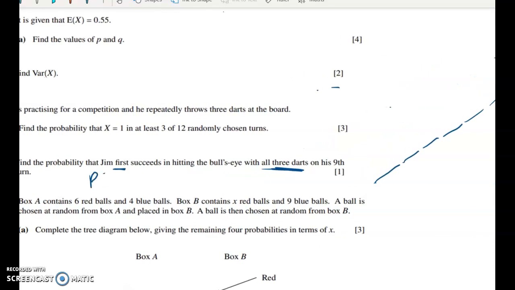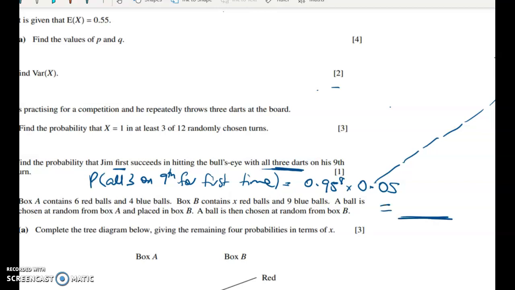So the probability, all 3 on 9th for first time or something like that, will be equal to 0.95 to the power of 8 times 0.05, right? So I'm just pulling those numbers out of the table. And what does that equal? I actually can't remember what that equals. So go and chuck that in your calculator, and whatever that number is is how you get the 1 mark.